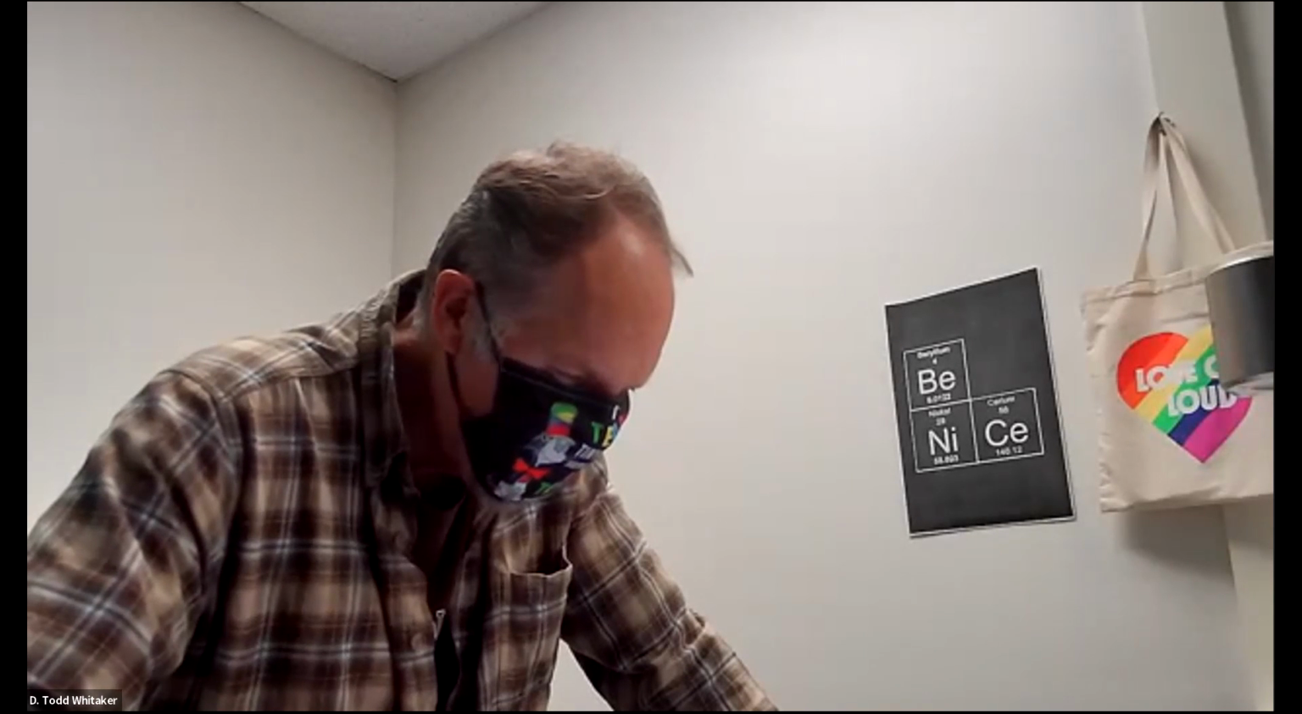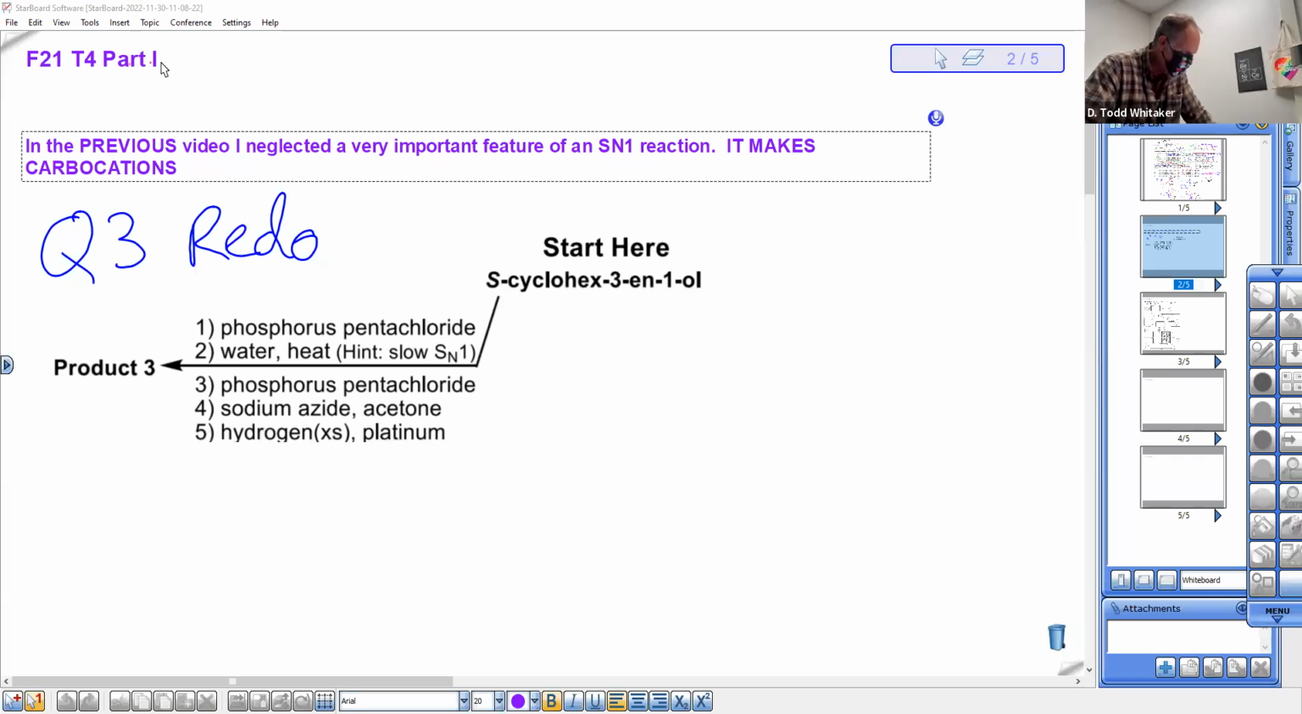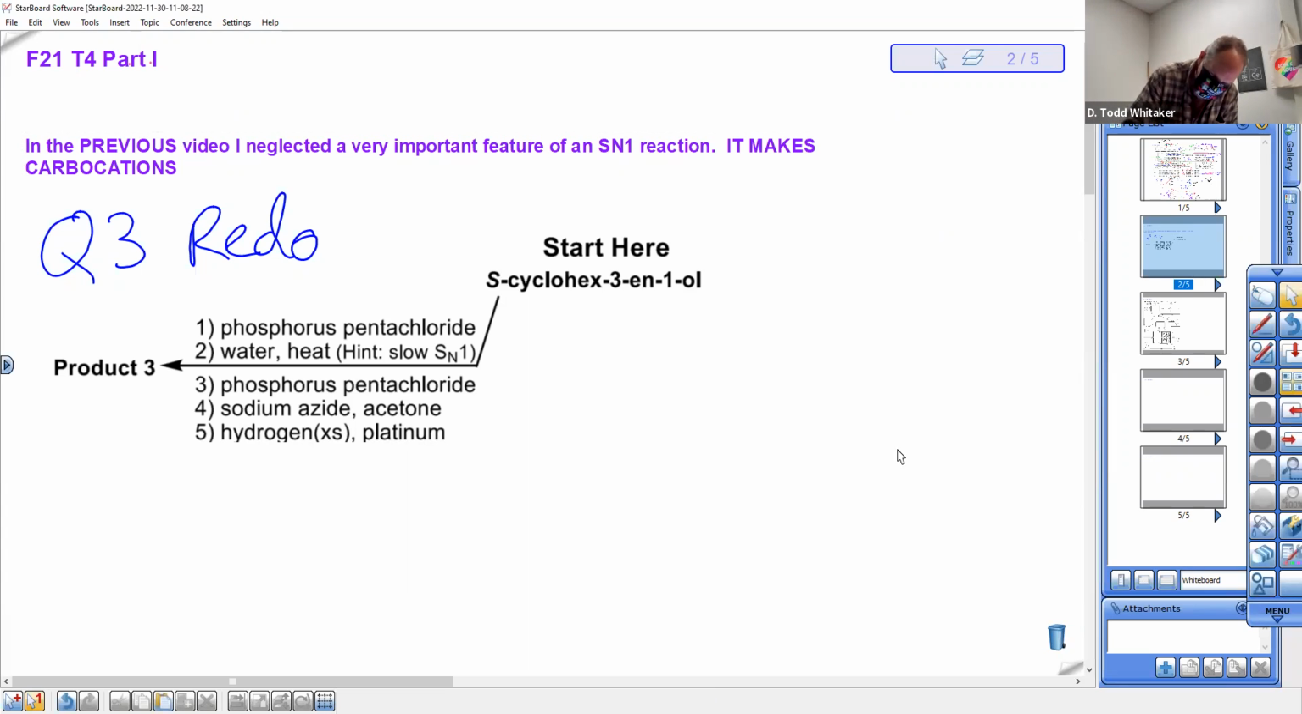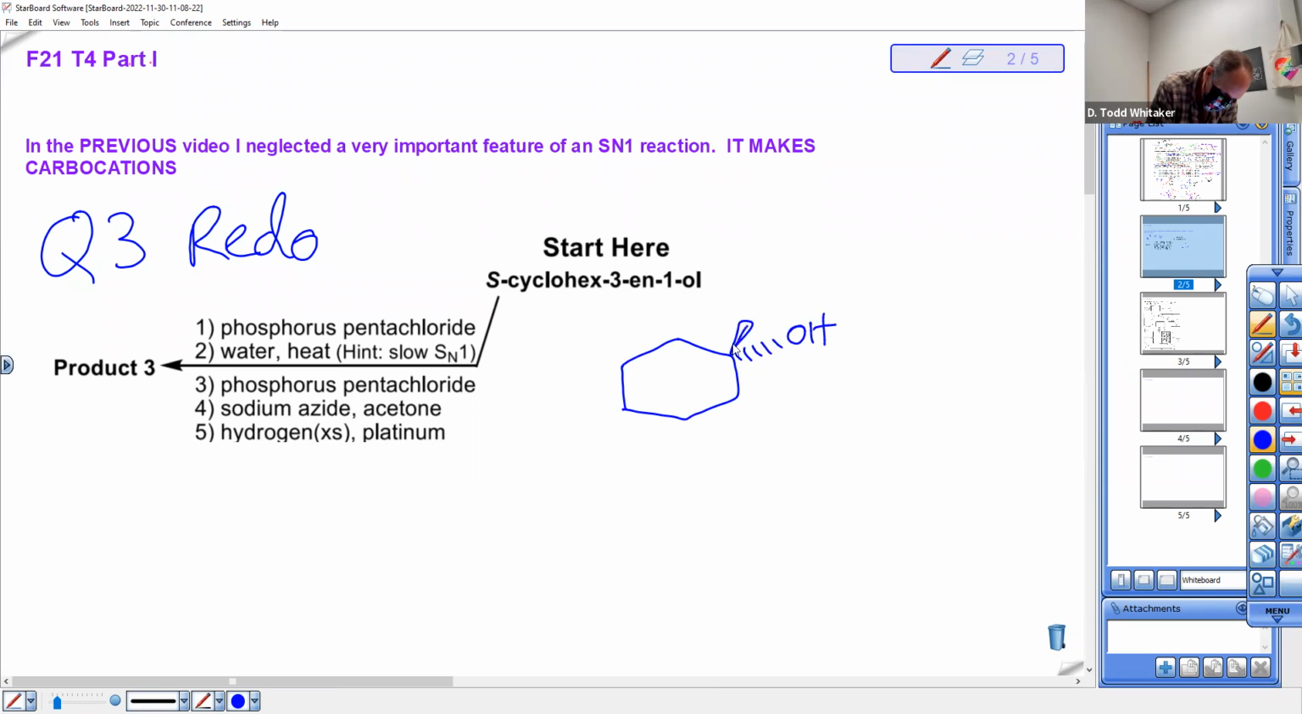Ladies and gentlemen, we're going to redo question 3 from Fall 21, Test 4, Part 1. And we're going to take it from the top. We already saw that we're starting with this molecule here. And it's S. And 1, 2, 3 to 4.